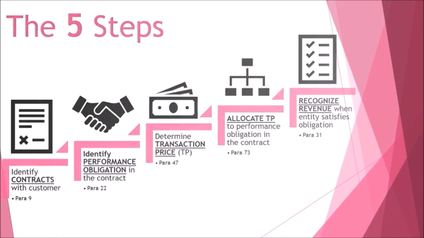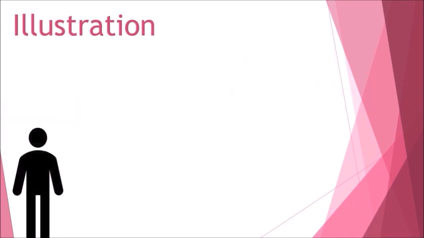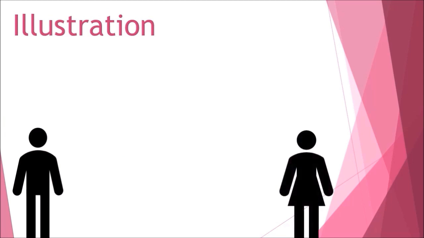Let me illustrate it for you with an example. This is a very interesting example of Mr. John and Miss Ellie. Mr. John used to sell computers and used to service the computers, and Miss Ellie wants to buy a personal desktop computer for herself. So she approached Mr. John and says, "Okay, Mr. John, I want to have a computer."